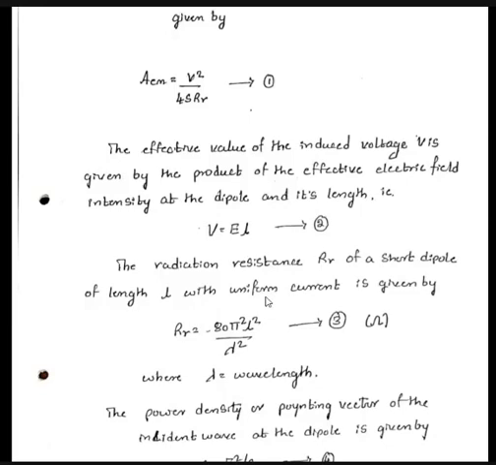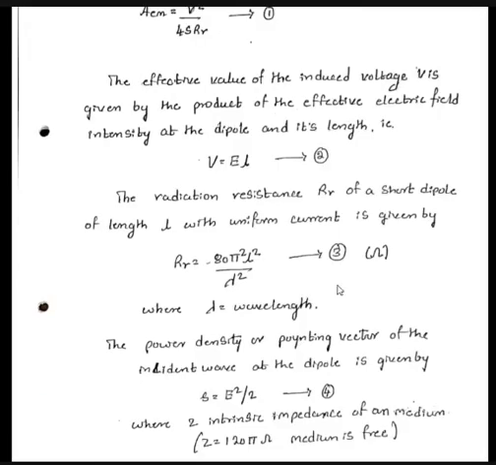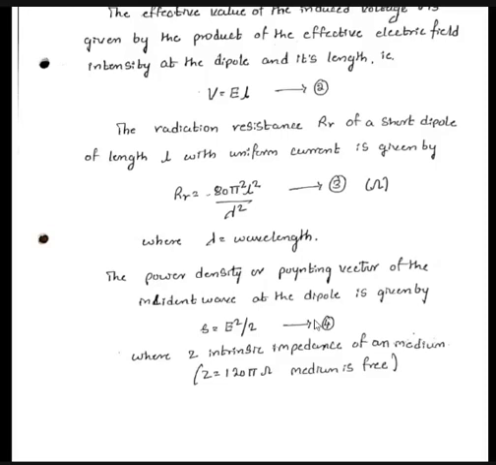This is the standard equation, for which we are going to have a complete derivation in the next module, represented by equation number 3: 80 pi squared L squared divided by lambda squared. Now, power density is nothing but E squared divided by Z, where Z is the intrinsic impedance of the particular medium. If the medium is free space, then we can write Z equal to 120 pi ohms.